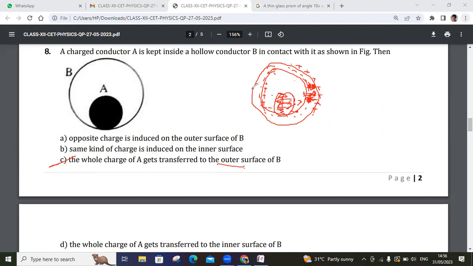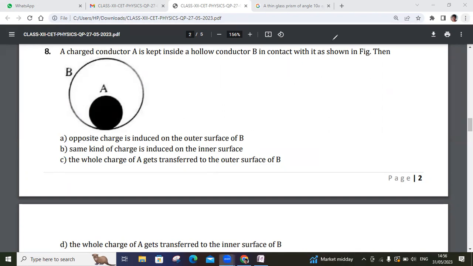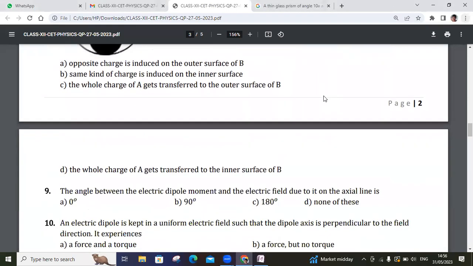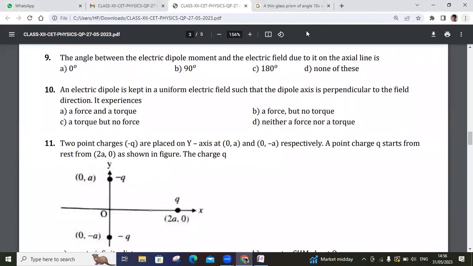Now we will go to the next question. Ninth question. The angle between the electric dipole moment and the electric field due to it on the axial line is, you know, a simple question. Suppose this is minus Q, this is plus Q, and on the axial line suppose you took this point. If you keep a unit positive charge, plus Q will repel it and minus Q will attract it. But because plus Q is closer, the repulsion will be more.